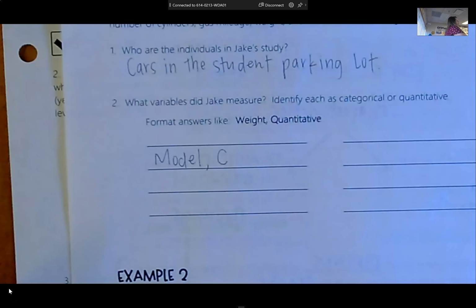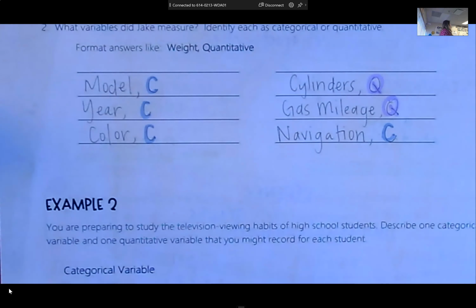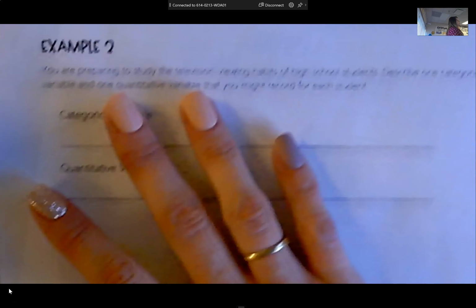Okay, I have only 2 quantitative, and that's the cylinders and the gas mileage. The year, you would not average. You would not average a year. That wouldn't make sense. I mean, you could, but it wouldn't make sense. We're okay on this set? It's the next set that's a little bit more challenging.